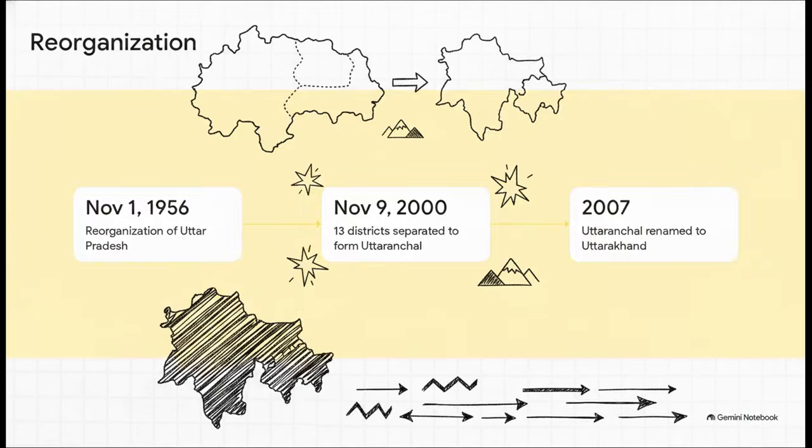We absolutely have to talk about its modern reorganization, too. After an initial reshuffle on November 1st, 1956, a major geographical split happened on November 9th, 2000. 13 entire districts broke away to form Uttaranchal, which was later renamed to Uttarakhand in 2007. And the wild thing is, even after losing 13 whole districts, UP still remained an absolute behemoth of a state.